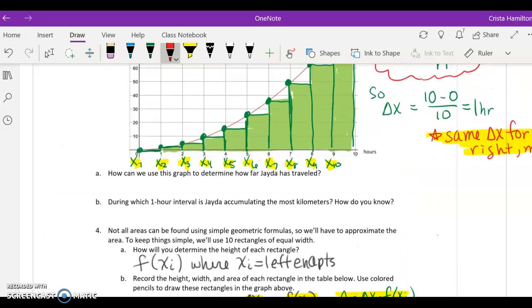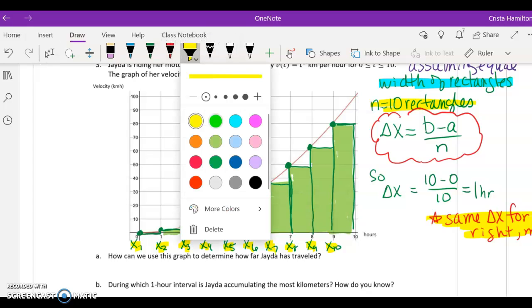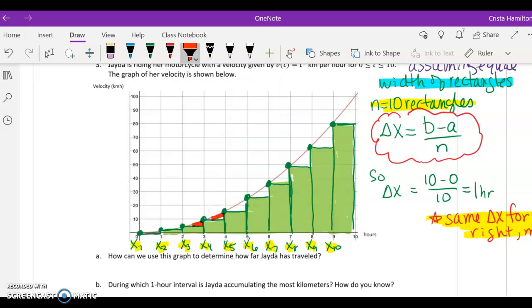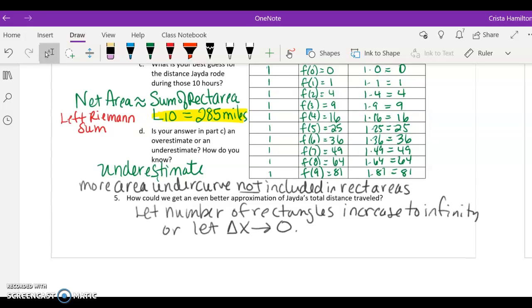Now, in terms of this one, when we sketched our picture up here for the left Riemann sum, we can see that there's a little extra area that's not being used here. I'll shade that in red. So there's a little area here, here, here, and so on. So if I were to ask you if this left Riemann sum is an over or underestimate, hopefully you would clearly see that this is an underestimate. So we underestimate because there's more area under the curve not included in the rectangle areas. So that's kind of what was important about that.